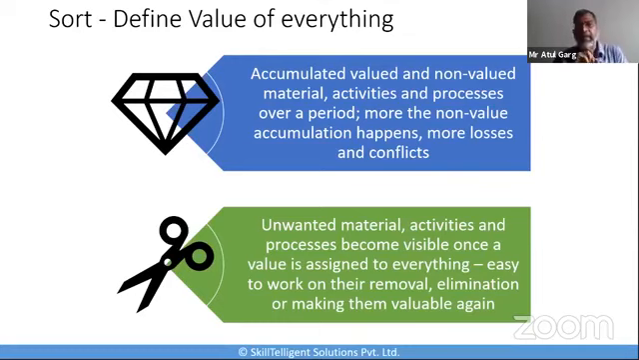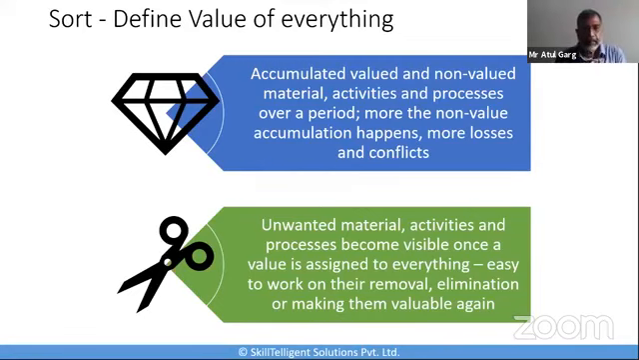The first activity which started happening was the sort. So now let's look at the sort in reference to lean. Sort, as we said earlier, is connected to defining value of everything. Any business over a period of time will always end up with accumulated valued and non-valued material, activities, processes, and so on. As this accumulation starts increasing and gathering pace, the losses and the conflicts on the shop floor will start increasing, because more unwanted material will always create some kind of conflict. Unproductive processes or unproductive methods will always lead to some conflicts. So that's what this starts doing.